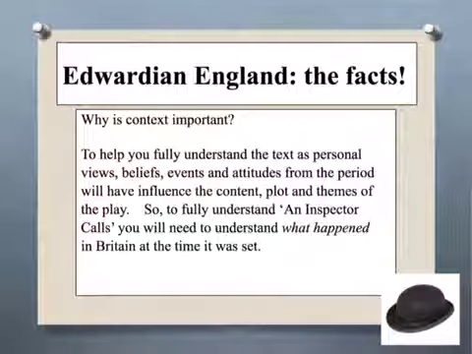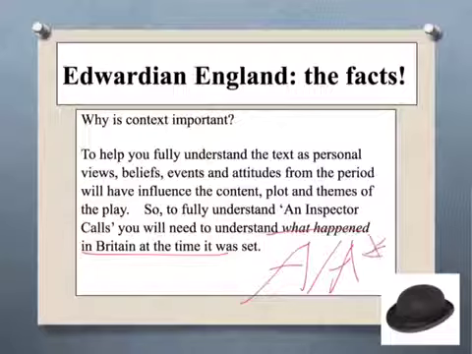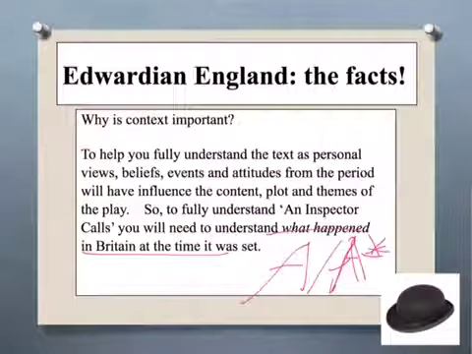Okay, so why is context important? Pretty obvious, really, to help you fully understand the text, as personal views, beliefs, events and attitudes from the period will have an influence on the content, plot and themes of the play. So to fully understand An Inspector Calls, you will need to understand what happened in Britain at the time it was set. I would actually argue that in order to get an A or an A star, you need to be a little bit more perceptive. You need to show that you understand exactly what's going on in this play.